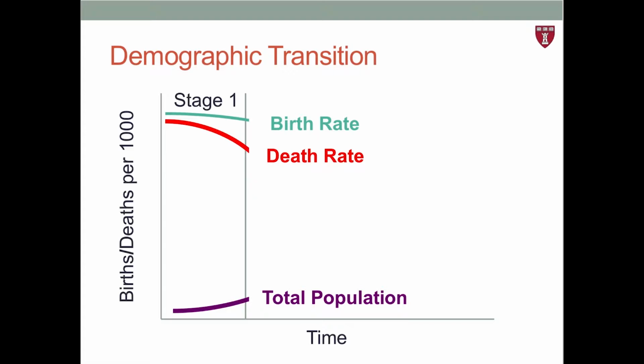So you can see that the birth rate's relatively high, the death rate is also relatively high, and the population is lower. So we're seeing a lot of births and a lot of deaths, and because of that, we don't see a lot of population growth.